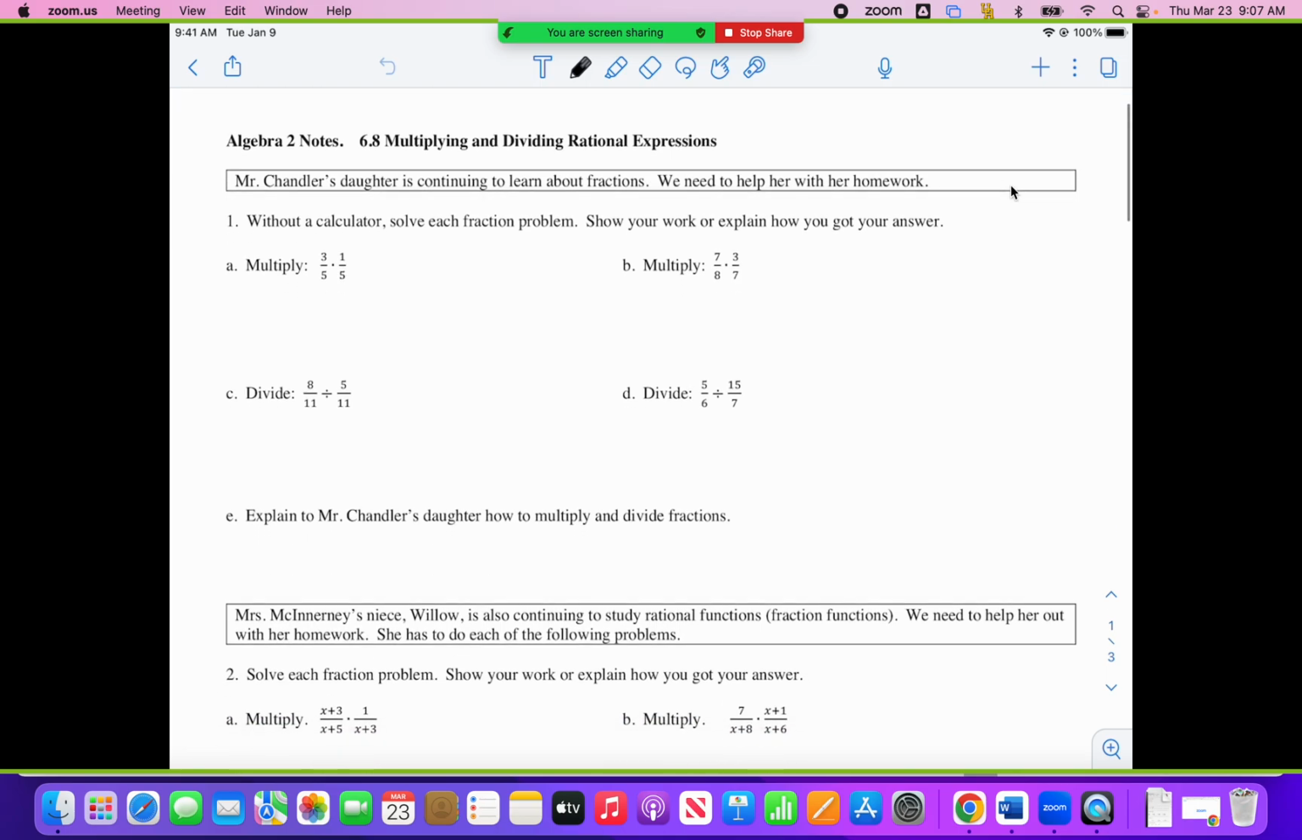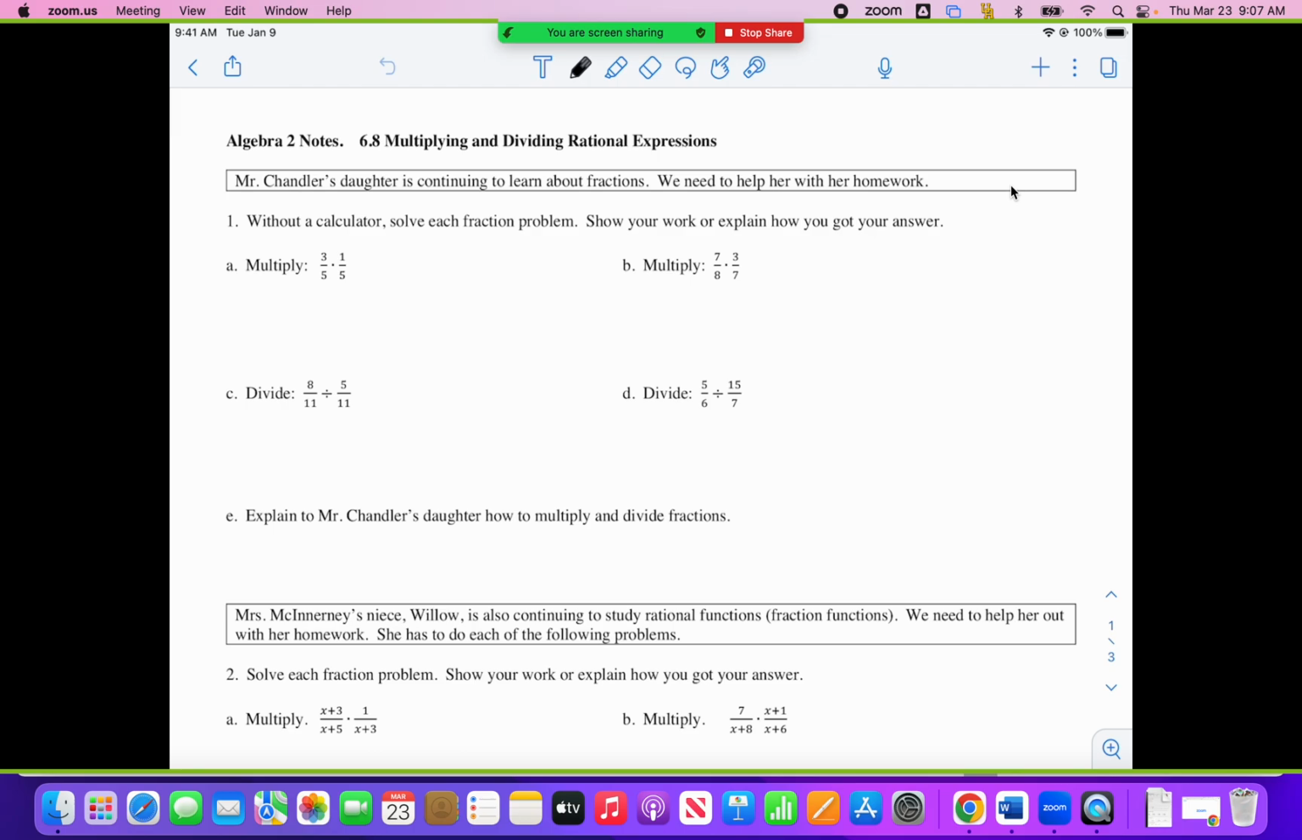Okay, so we're going to do something similar to what we did in 6-7 with adding and subtracting. We're going to go back and help Mr. Chandler's daughter. We're going to help her with her homework. This is Don't Touch a Calculator, but I want you to see if you remember your 3rd or 4th grade math, and multiply and divide. Do as many of number 1 as you can, then pause before we start the next set.